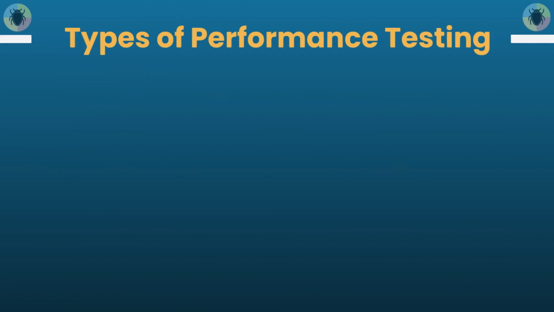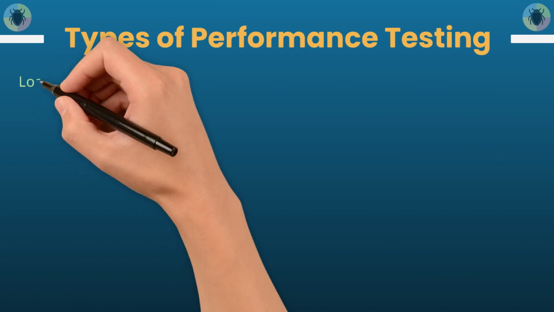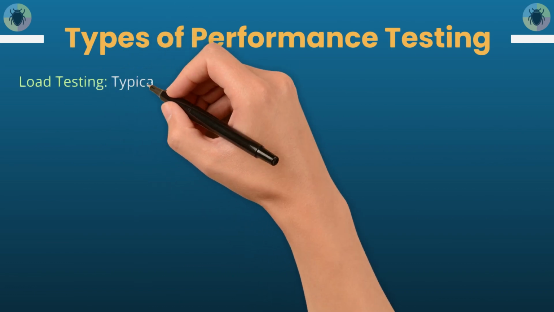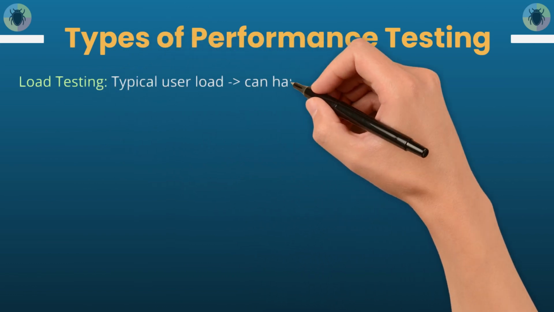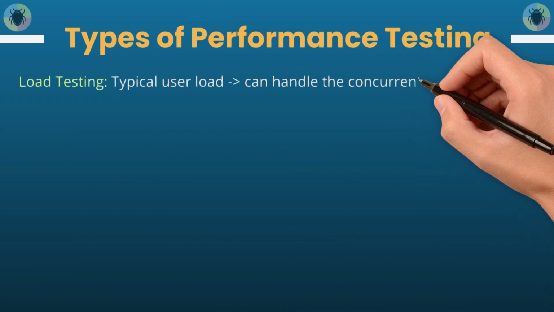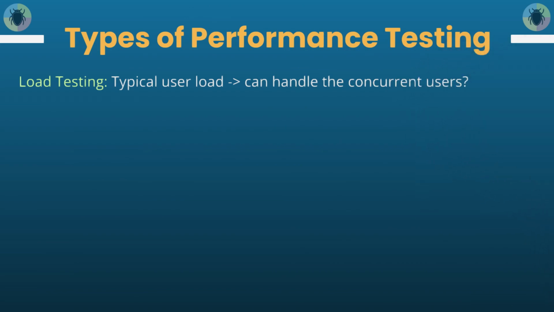Types of performance testing. Let's break down the main types of performance testing and see how they apply in the real world. Load testing. This simulates typical user load to see how well the software performs. Think of it as checking how a restaurant handles a busy dinner rush. You test the system to ensure it can handle the expected number of concurrent users. Example: testing a news website to ensure it can handle traffic spikes when breaking news hits.